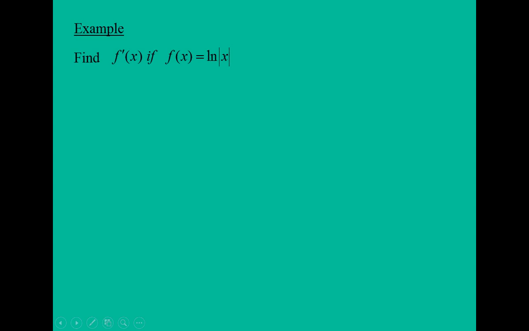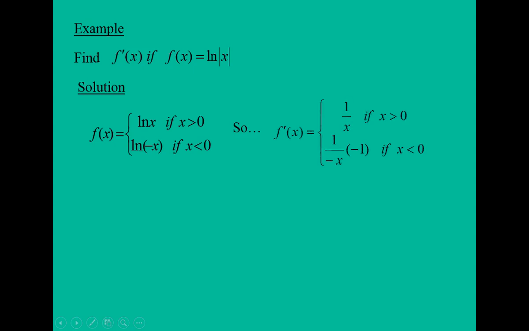Okay, we're supposed to find the derivative of the natural log of the absolute value of x. Let's break this up into a piecewise function and see if we can generalize our results. We know that the ln of x would be the function we would use if x is greater than 0, and ln of negative x is the function we'd use if x is less than 0. Let's take the derivative of each one of these individually.